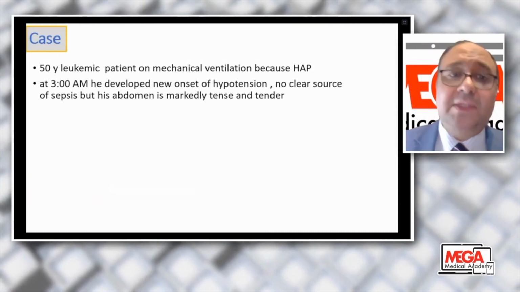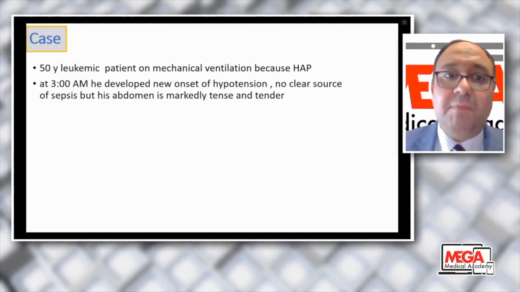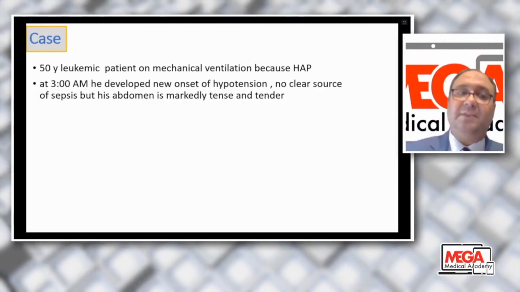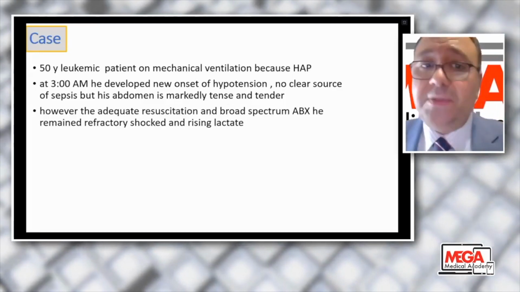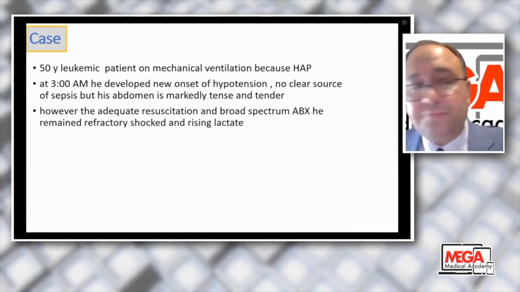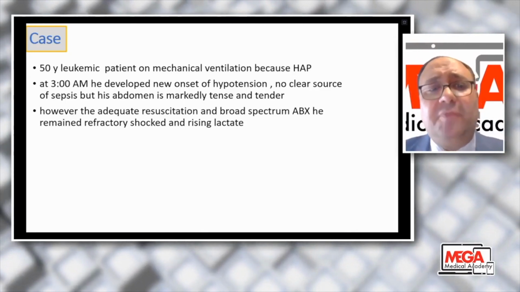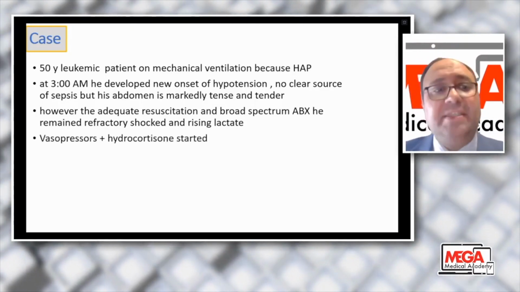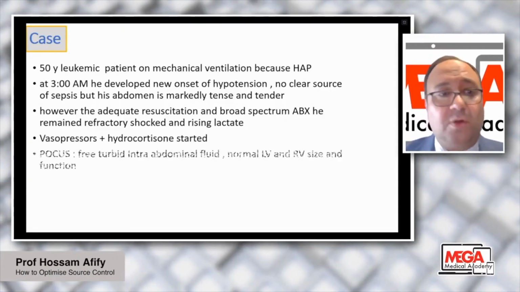At 3 a.m., he developed new onset hypotension, no clear source of sepsis, but his abdomen is markedly tense and tender. However, with adequate resuscitation and broad spectrum antibiotics, he remained in a refractory shock state with rising lactate. We started vasopressors, and hydrocortisone was also started.